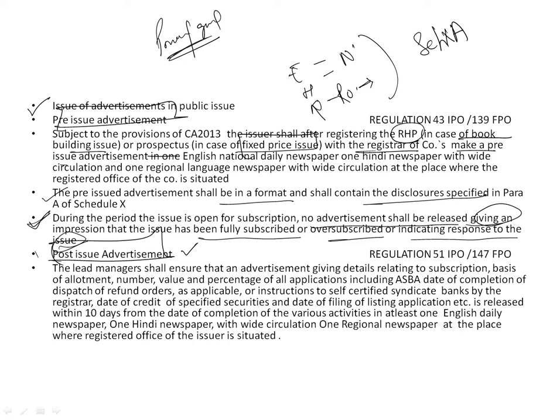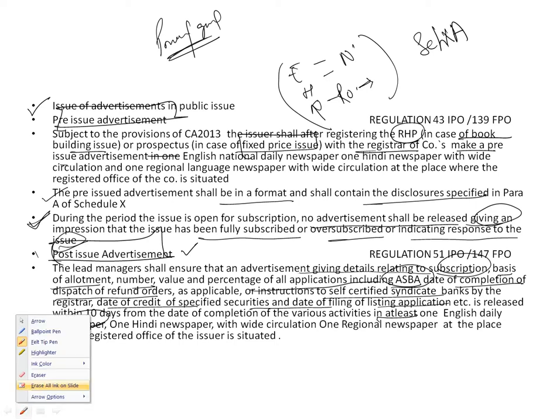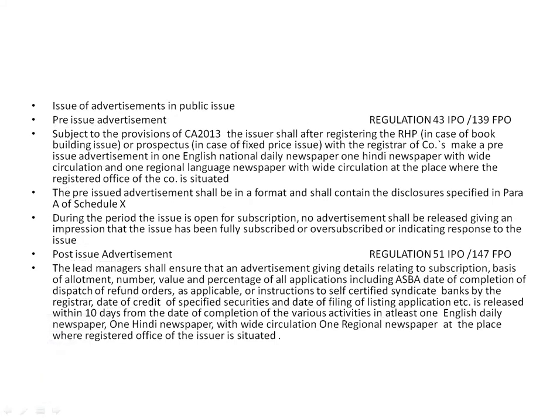And for the post-issue advertisement, the lead manager shall ensure the advertisement giving the details related to subscription, basis of allotment, number, value, percentage of all applications including ASBA, date of completion of dispatch of refund orders as applicable, or instruction to self-certified syndicate banks by the registrar, date of credit of specified securities, date of filing of listing application, etc. is released within 10 days from the completion of various activities, again in these newspapers. Now, if I have to make it even easier and simple to understand, we are looking at three newspapers. The first one is English, another one is Hindi, and the third newspaper is where the registered office is situated.